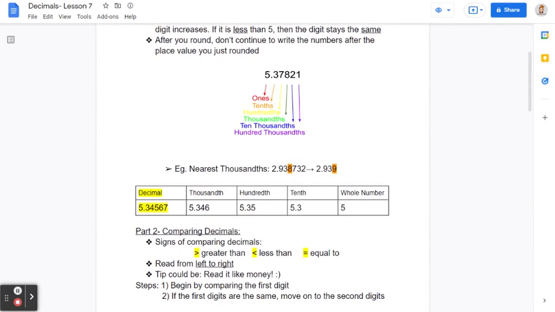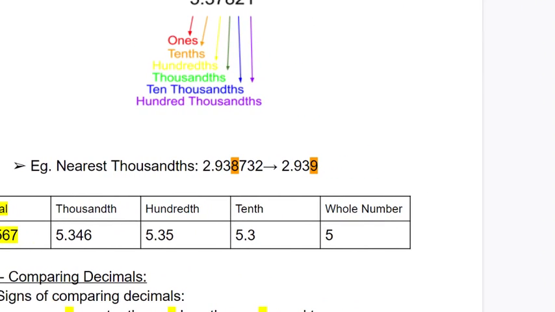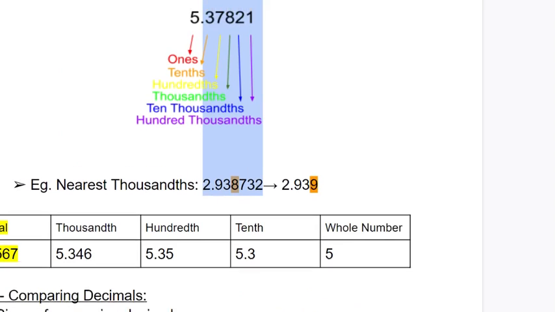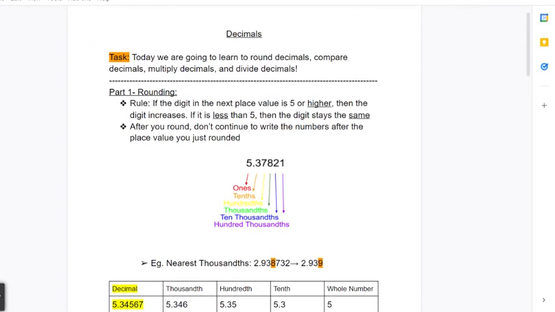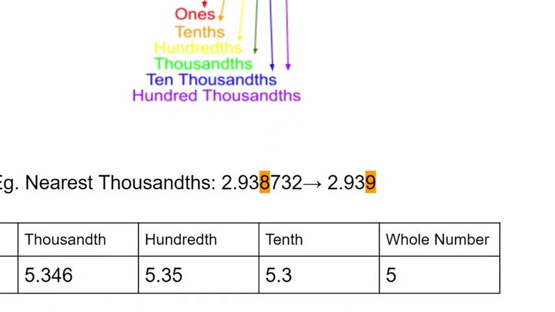So example, and we're told to round to the nearest thousandths. So here's our number. And if we look at our chart, the thousandths would be the third digit after the decimal. So in this case, the 8, and it's already highlighted for us. And so we look at the next number, just like our rule tells us. We look at the next digit after 8, and it's 7. 7 is greater than 5, so it's going to make 8 increase by 1. So therefore, our final answer would be 2.939. And a better way to say it instead of 2.939 would be 2 and 939 thousandths.